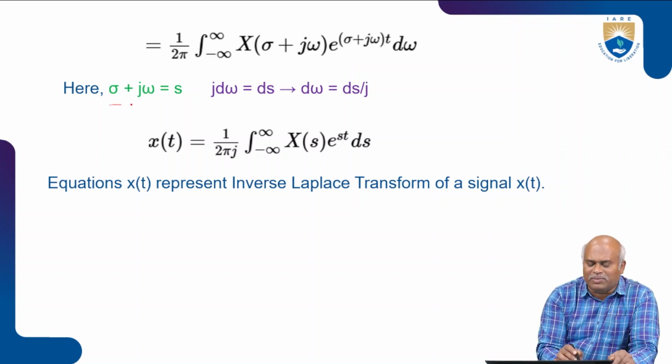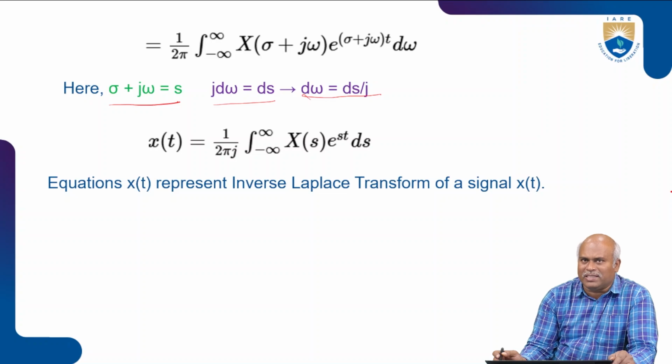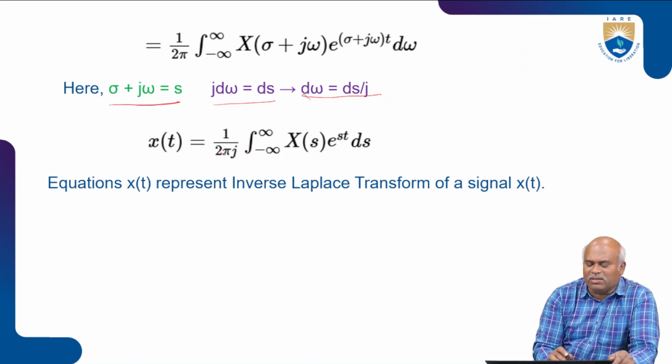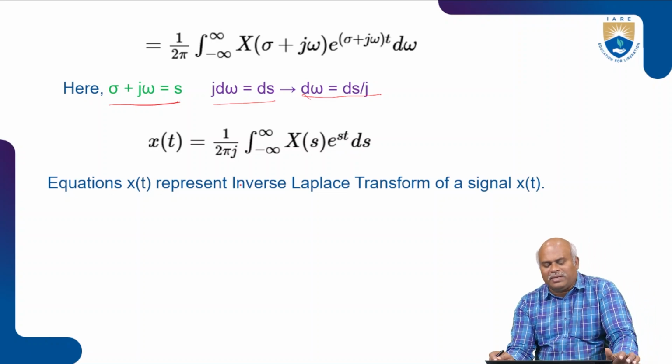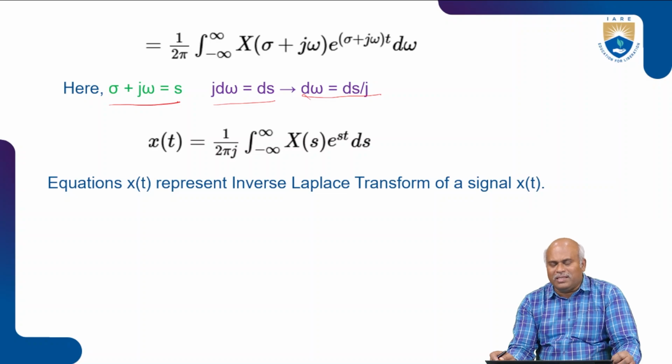Now I substitute s equal to sigma plus j omega, so j d omega equal to ds, that is d omega equal to ds divided by j. We apply this in the equation. Then x(t) is equal to 1 by 2 pi j integration of X(s) e power st ds. Now x(t) is represented as the inverse Laplace transform of X(s).